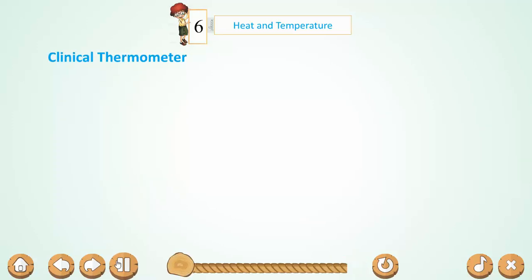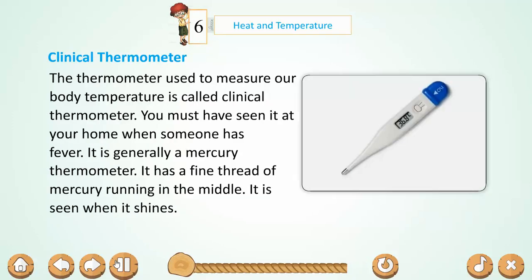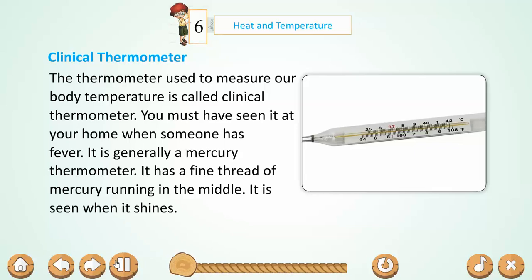Clinical thermometer. The thermometer used to measure our body temperature is called a clinical thermometer. You must have seen it at your home when someone has fever. It is generally a mercury thermometer. It has a fine thread of mercury running in the middle. It is seen when it shines.